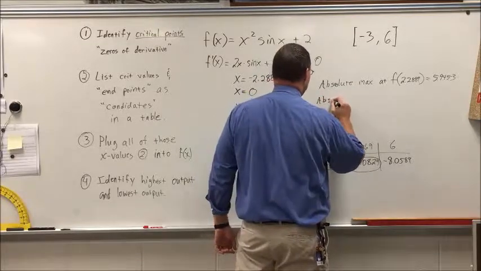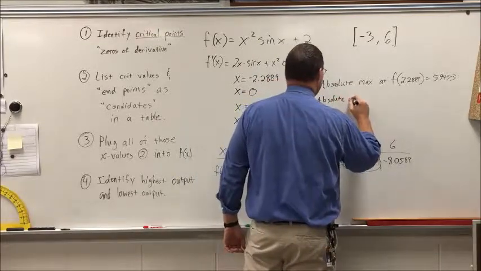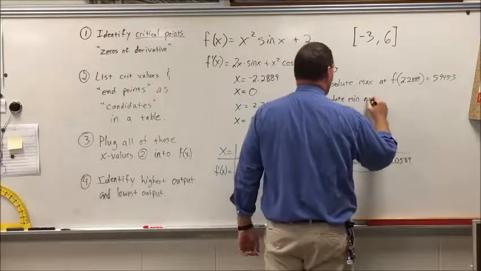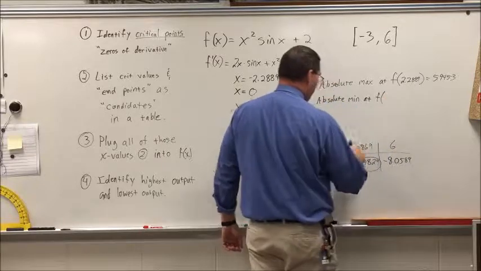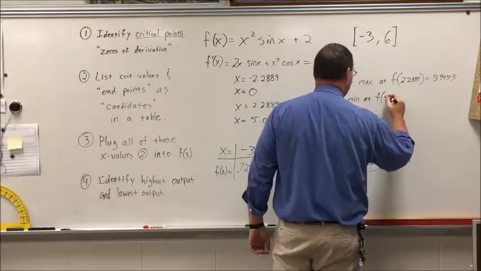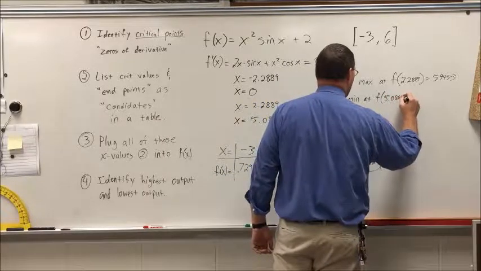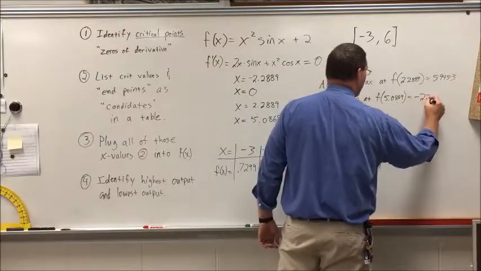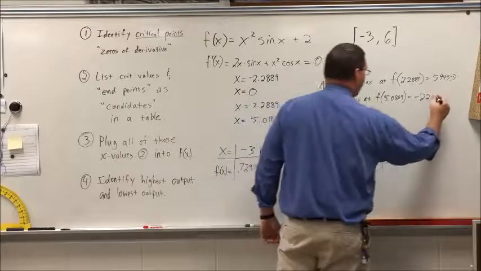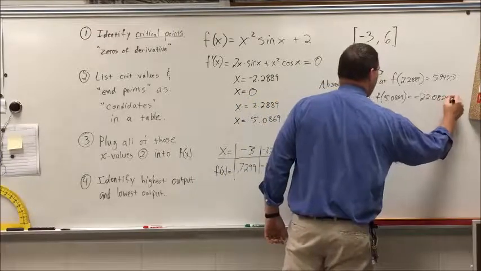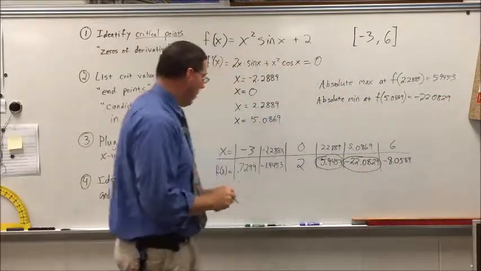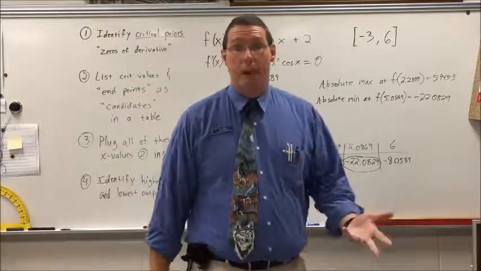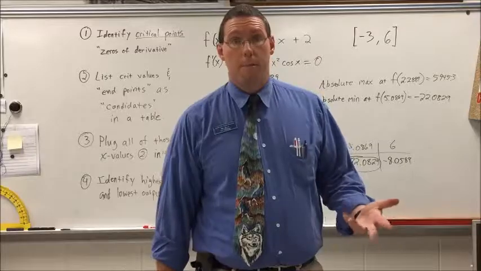So the absolute minimum, I don't know if I just said maximum, I meant absolute minimum, is at f of 5.0869, and it's going to be equal to negative 22.0829. There we go. And that is how you do an optimization problem, to identify the absolute maximum and the absolute minimum. Okay?